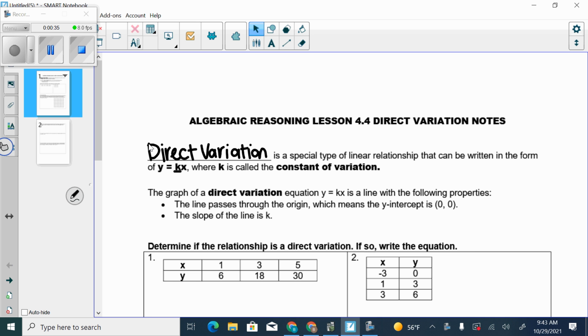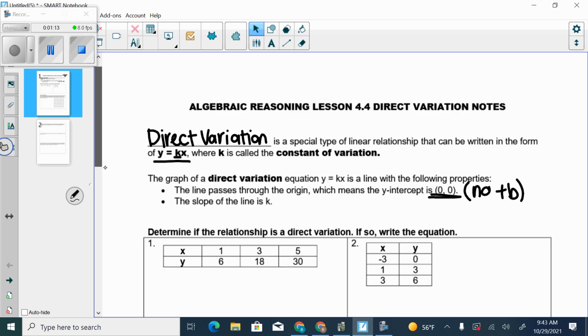Okay, so if you notice, the difference between this equation and all the ones we've been doing thus far is there is no plus b on the end. It says that the graph of a direct variation equation y equals k times x is a line with the following properties. The line passes through the origin, which means your y-intercept is at (0, 0), which is why there is no plus b. So, no plus b in these equations. And the slope of the line is some value k.